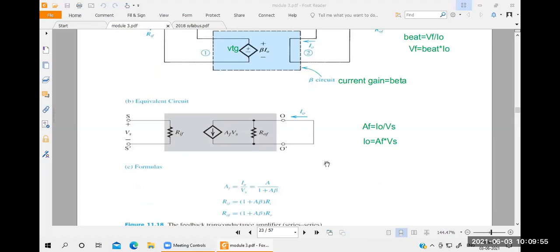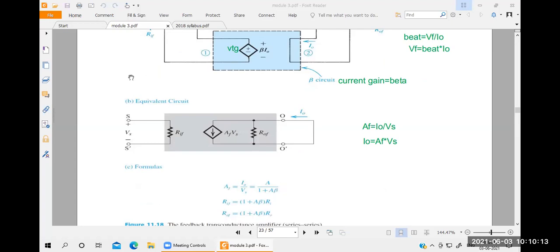The main thing is we want to find the gain of the amplifier with feedback, AF. AF is I naught divided by Vs. The same thing expressed in terms of the transconductance amplifier gain is A divided by 1 plus A beta.